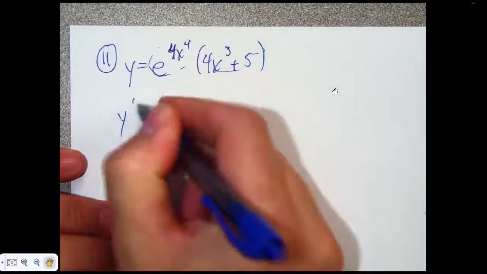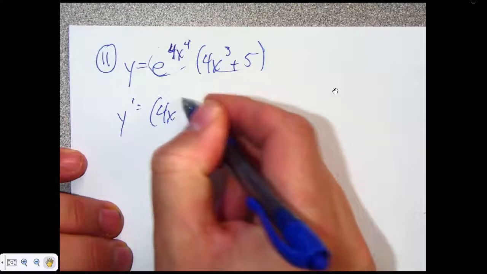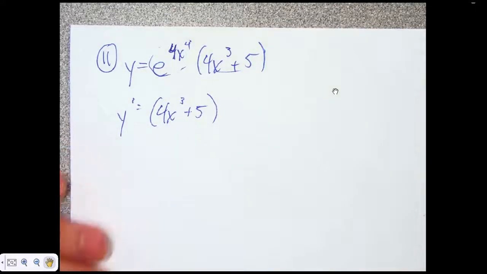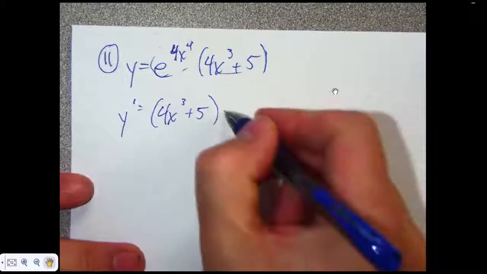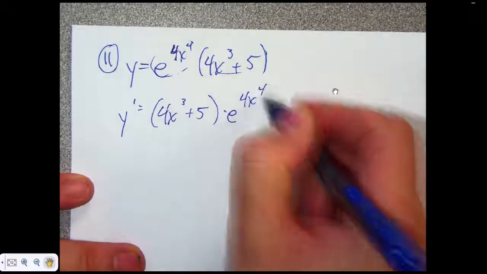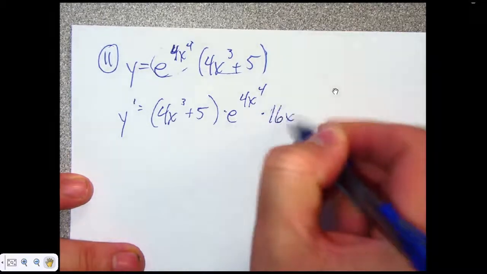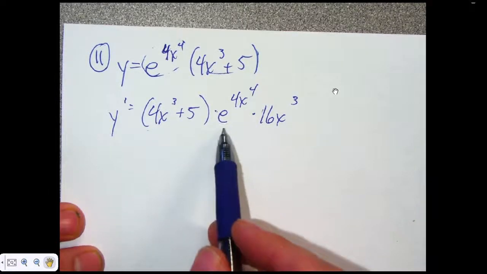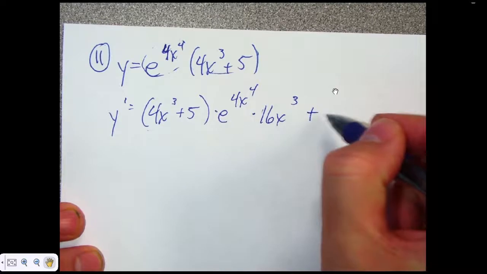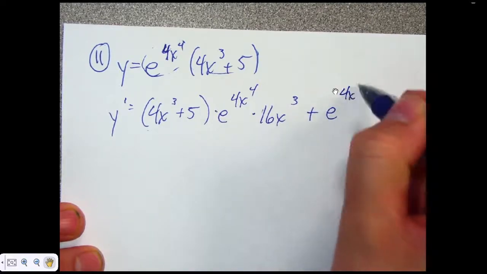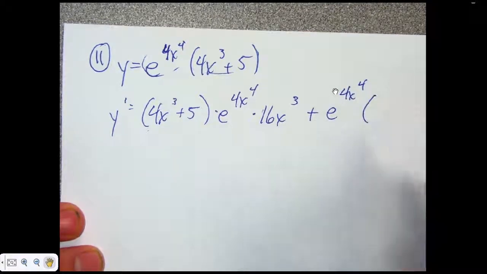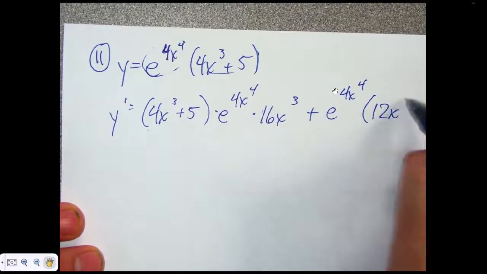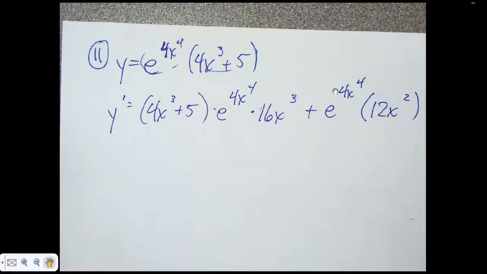So your derivative here would be the second thing times the derivative of the first thing. What's the derivative of e? E, and then the chain rule part, right? So that'd be like 16x to the third. So that's my 2 and my d1. Plus, then the first thing times the derivative of the second thing, which is nice because it's not a chain rule. That's just 12x squared.